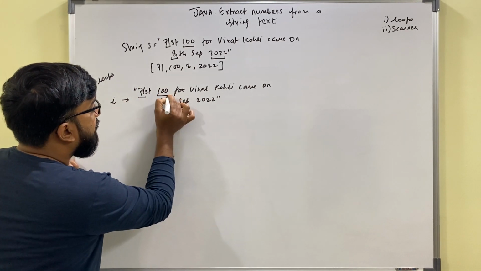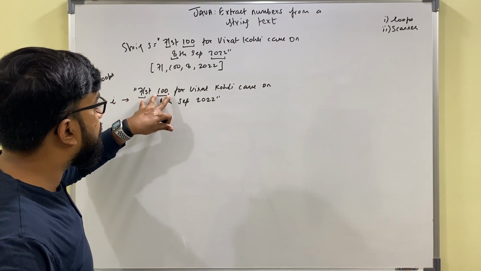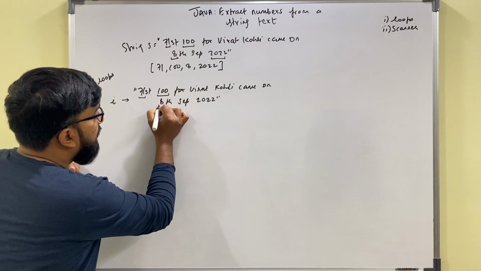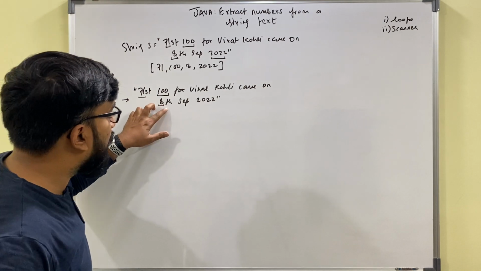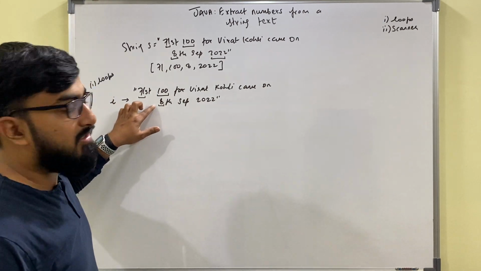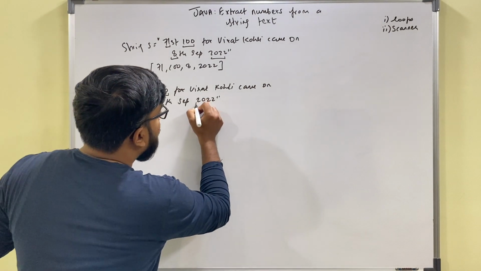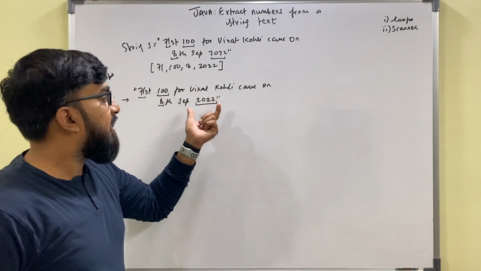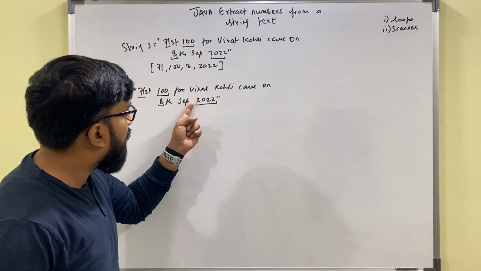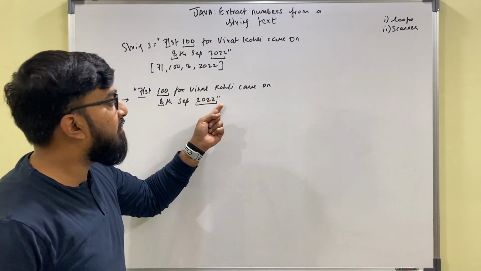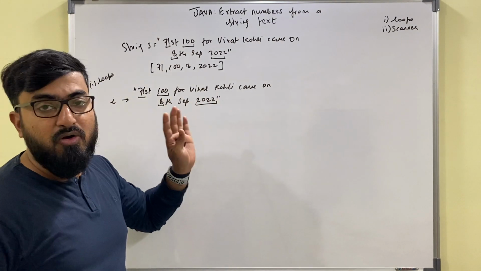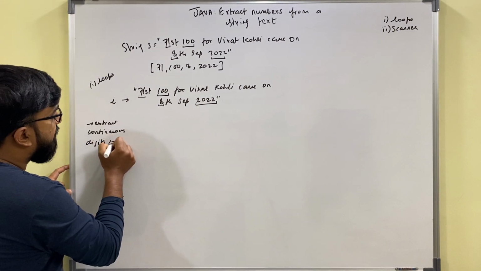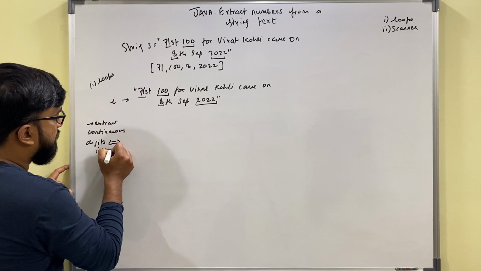Then you say this is another integer because these are 3 continuous digits together. Then you say 8 is an integer because it is the only digit between 2 non-digit characters. And then you say 2022 is another integer because it is 4 continuous digits, surrounded on the left by a non-digit character and on the right by the boundary. That is what we do. We extract continuous digits, which are basically integers.